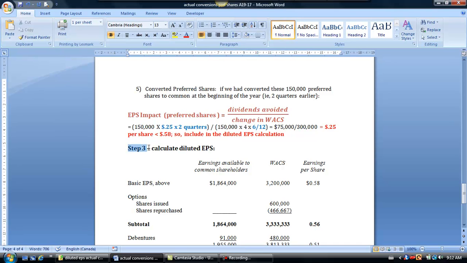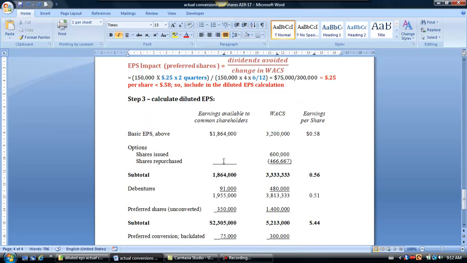Now I'm into step 3, and I'm looking at the diluted EPS calculation. If you need a break to review this section where we've done step 2, now would be a good time to do that. For the rest of you, I'm going to move on, and we're going to look at step 3, calculating diluted EPS. So what's going to happen here? Well, I'm just copying down our basic EPS calculation from above.